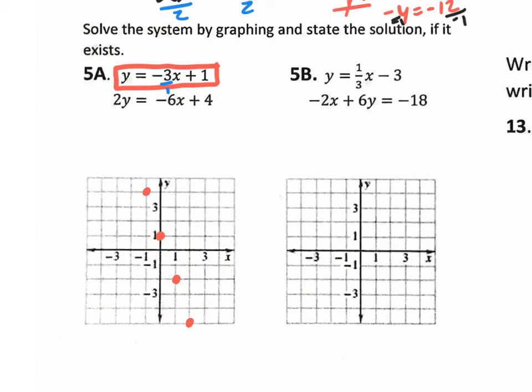Now, this is not about solid or dotted. This is just a linear equation. So we're going to draw the line. Put some arrows on it. Let's graph the other one in blue.